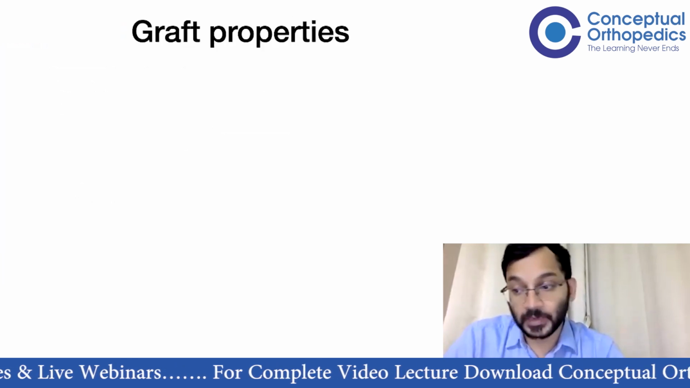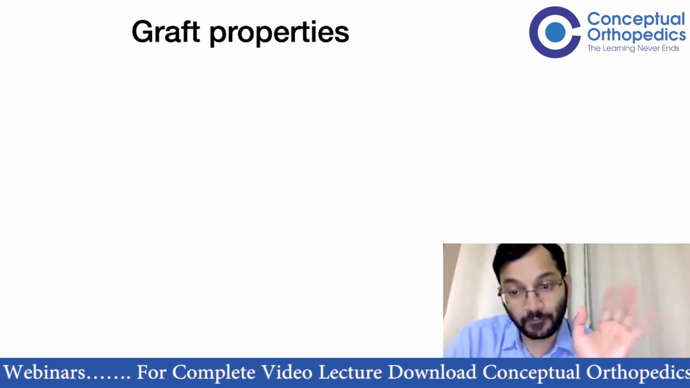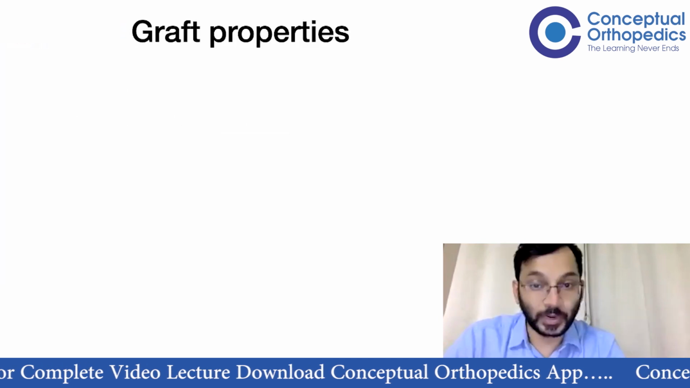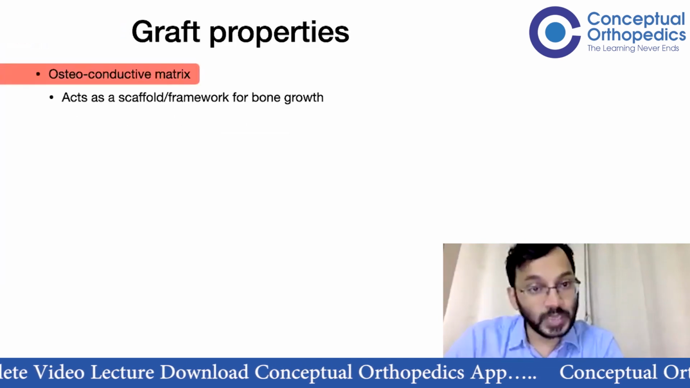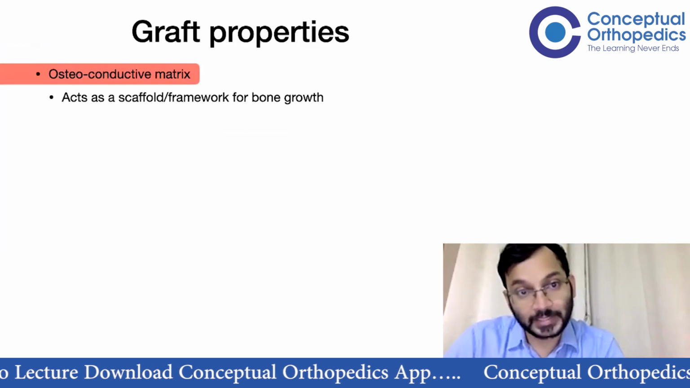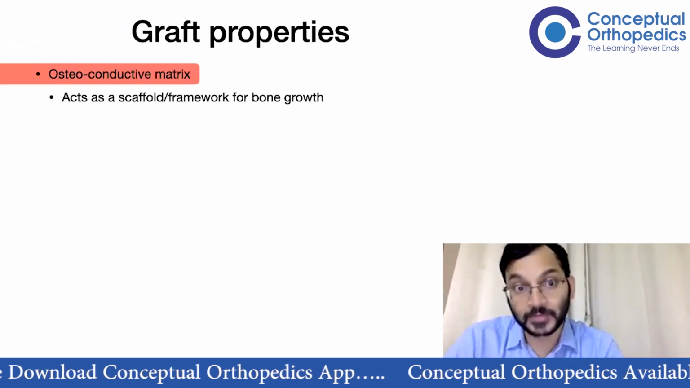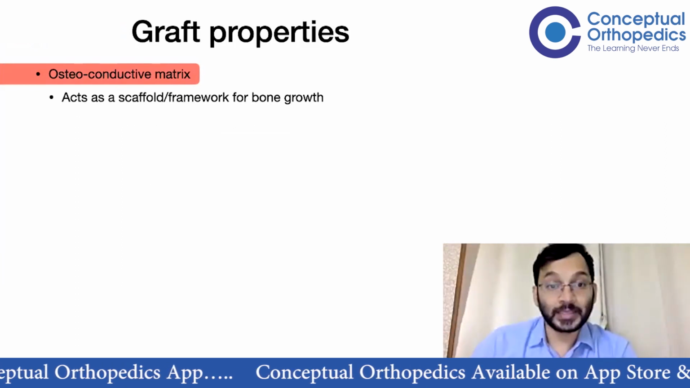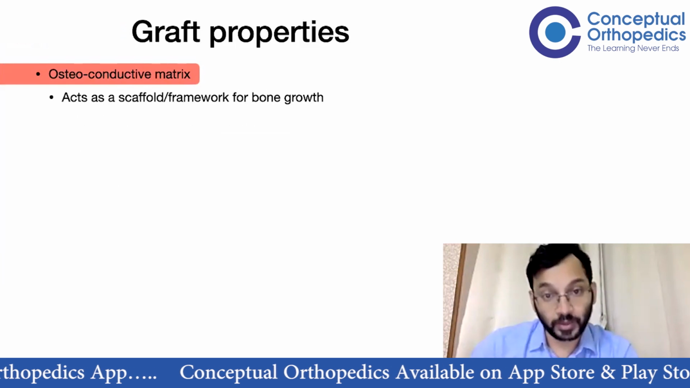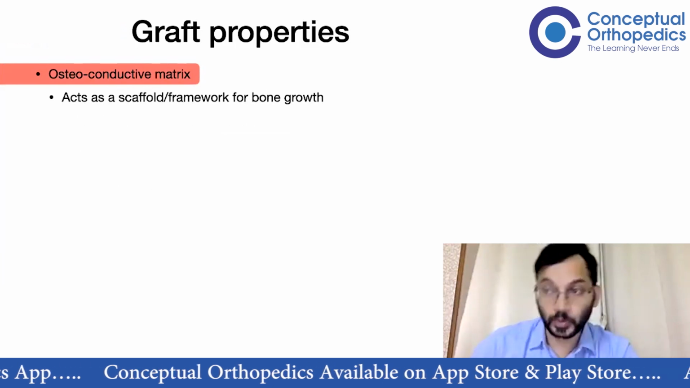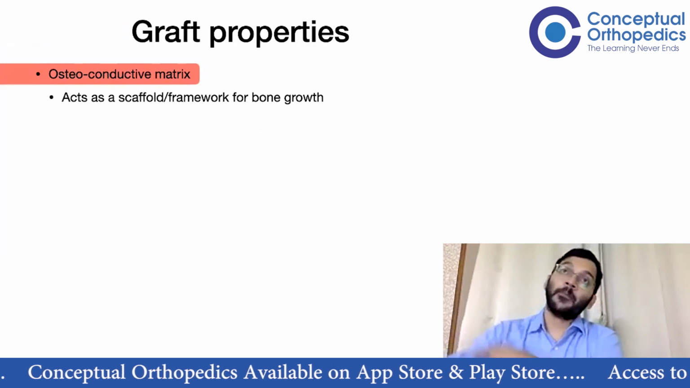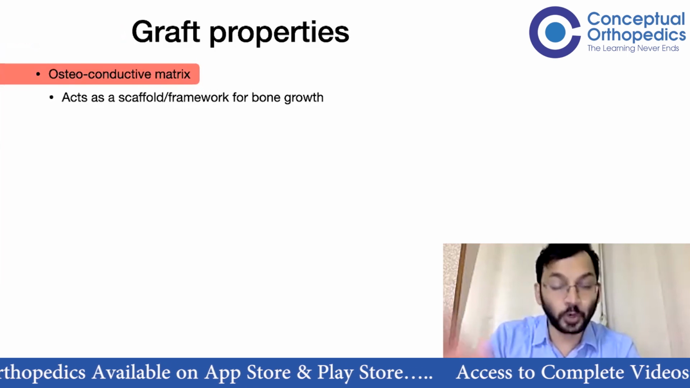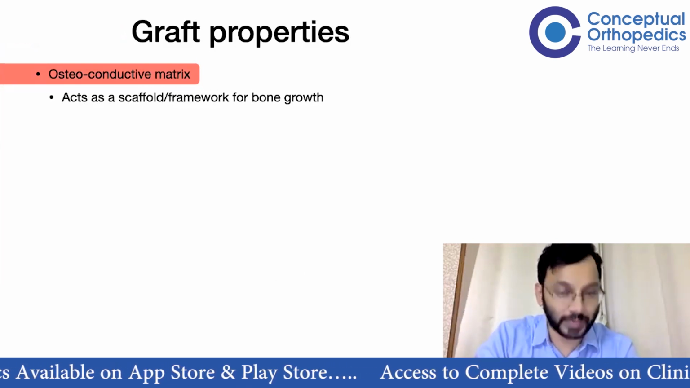Now, what are the graft properties? Every graft has 4 properties which decide how its utility is going to be. Among those is the osteoconductive matrix. This is the first property that most grafts have. That means that the graft provides a scaffold or a framework for the bone to grow. It gives them a blueprint on which the bone can grow. Most grafts have osteoconductive matrix.